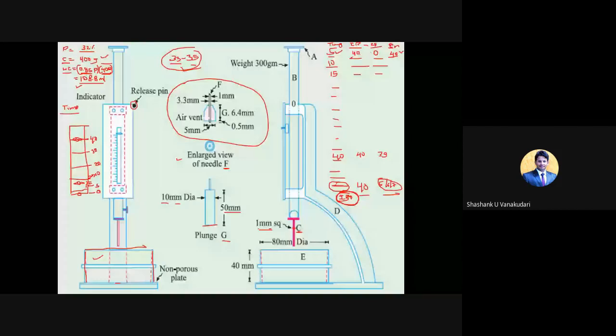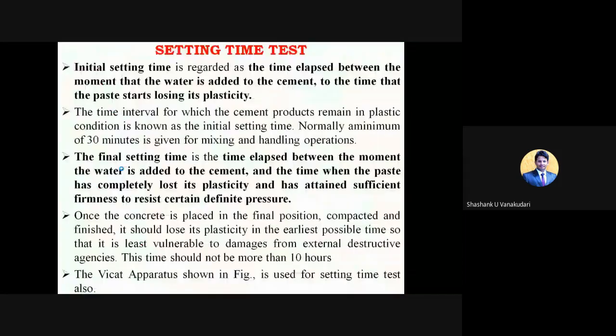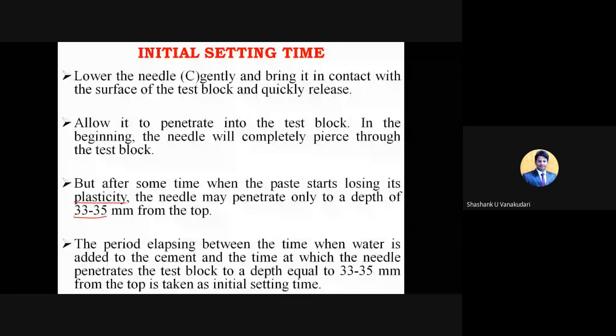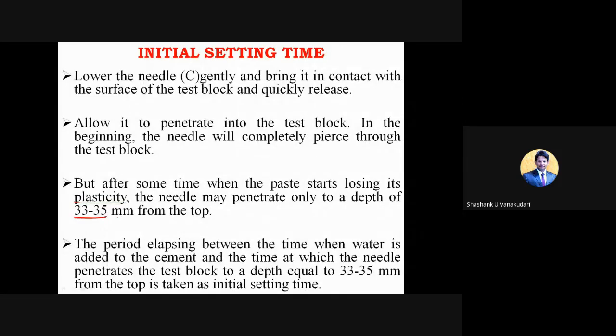So this needle will penetrate, and you can note down the reading through this indicator. Initially this indicator touches the 0 point, and as time goes, it comes and stands here. For that, every 5 minutes you need to conduct the trial. Clear? So at a certain time you will get 33 to 35 mm penetration from the top. That one you can note down as the initial setting time.